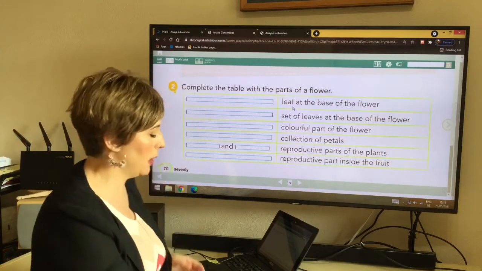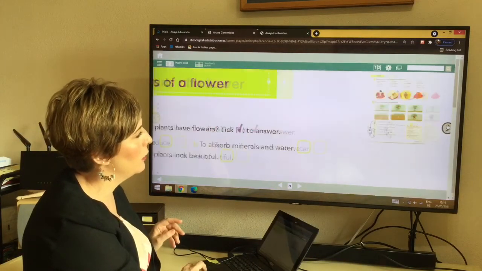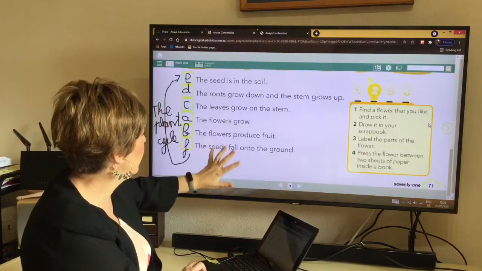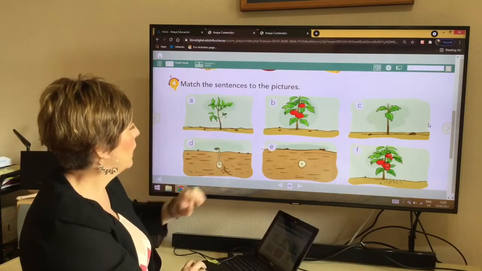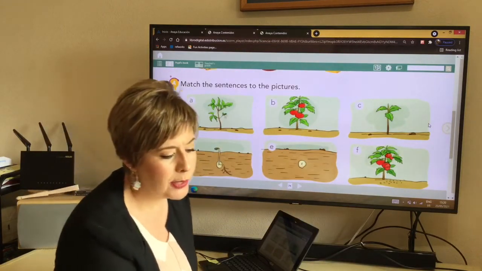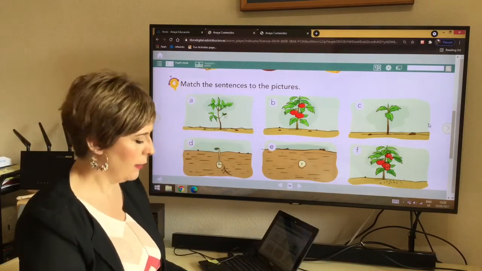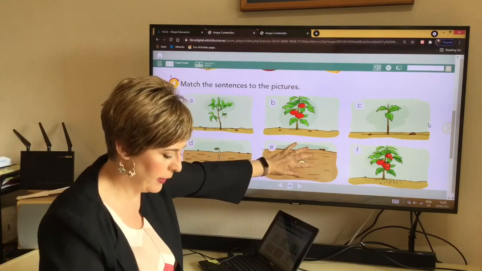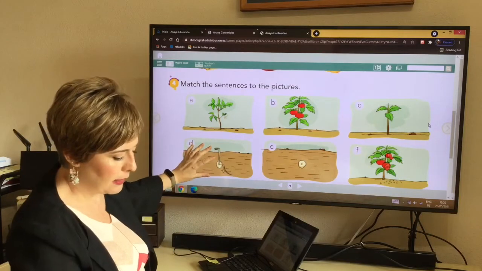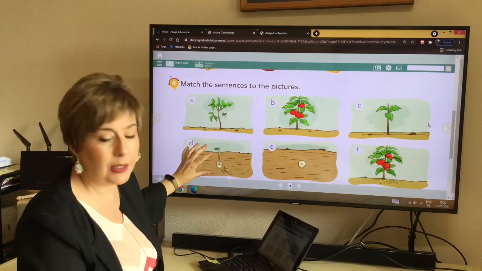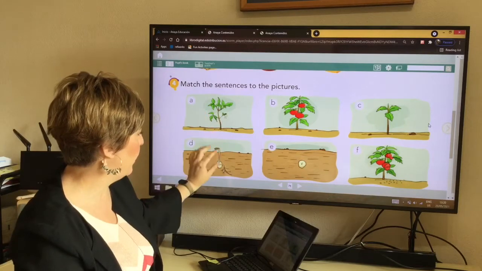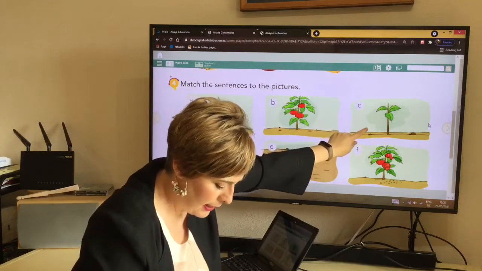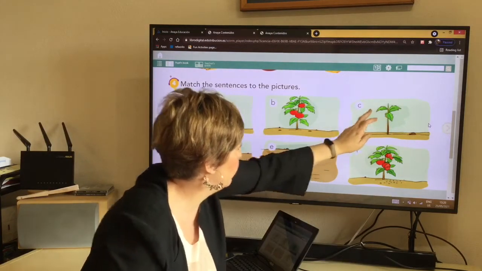Now, very, very important is the plant cycle. From the seed to the plant. Let's go one by one. Which would be the first one? The first one will be this. The seed is in the soil. The second one would be this. The roots grow down and the stamen grows up. The third one would be C. The leaves grow on the stamen.